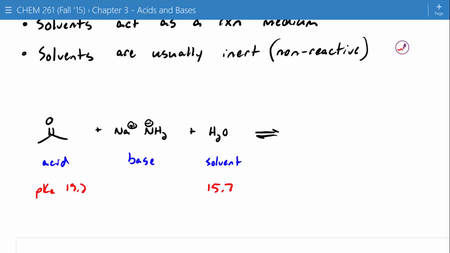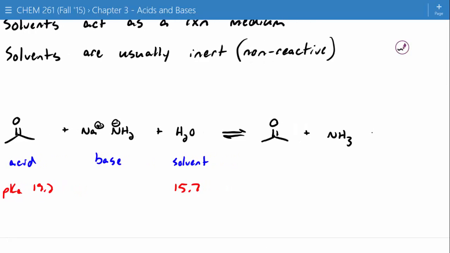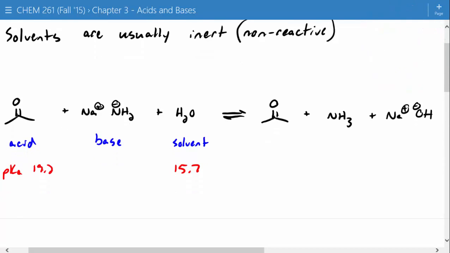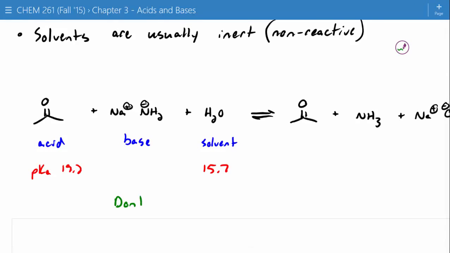So if we have a base, and it has the option of plucking the protons off of our acid or the protons off of our solvent, which one's it going to go after? Yeah, it's going to go after our solvent. Our solvent in this case is actually more acidic than our acid of interest. So in this case, we would end up with unreacted starting material plus NH3 plus sodium hydroxide. So one thing we have to watch out for with our solvent is you don't want your solvent to have a lower pKa than your acid of interest.